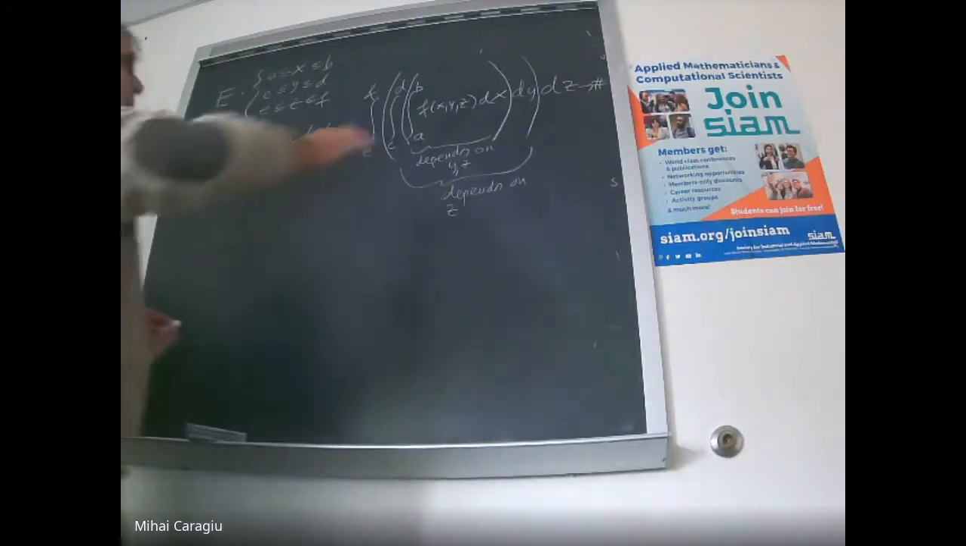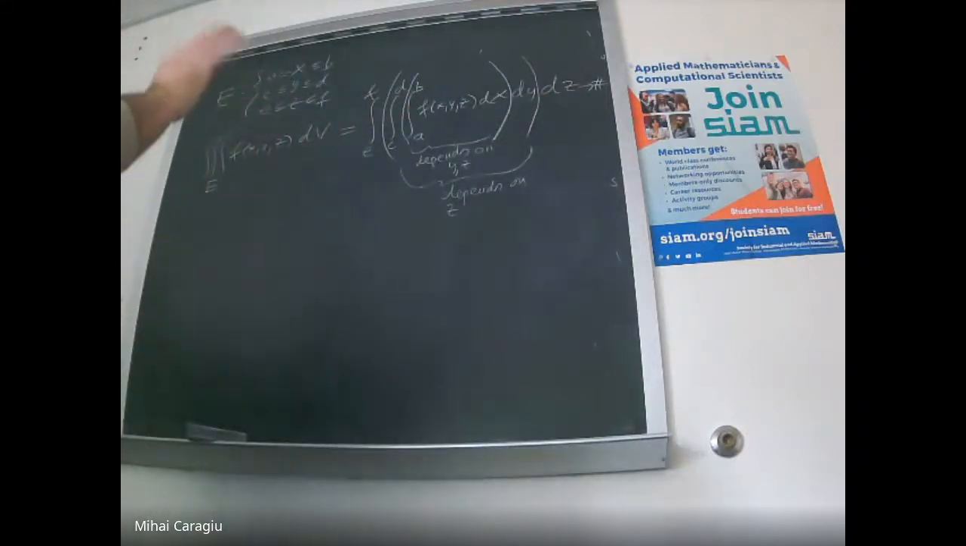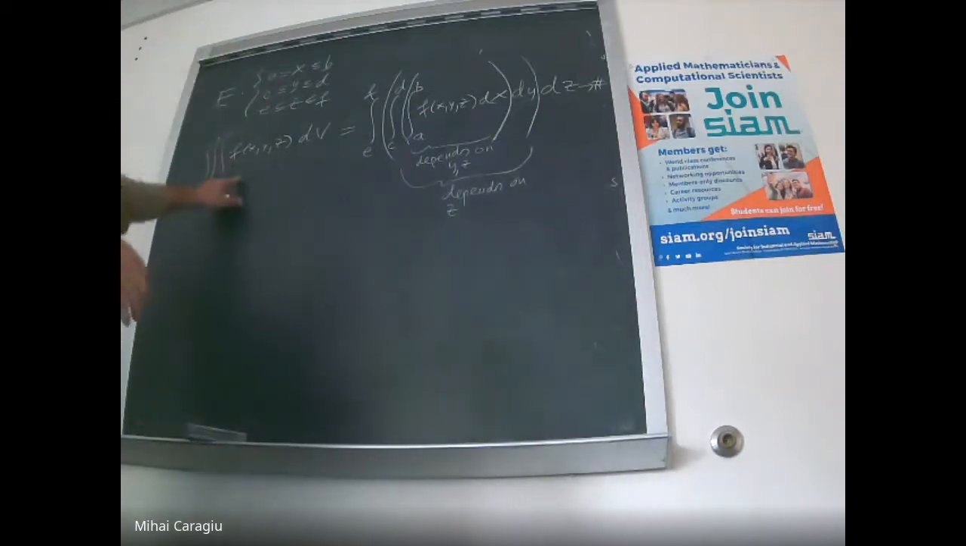But here we integrated x first, y second, z third. We can do 6 combinations of this, and all of them produce the same answer, the triple integral over the solid E of the continuous function f of x, y, z, dV.